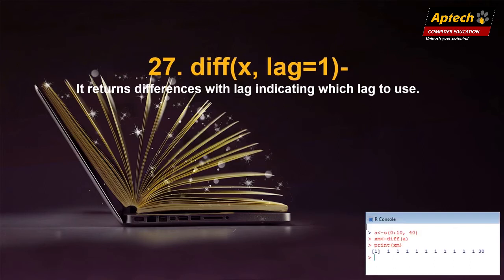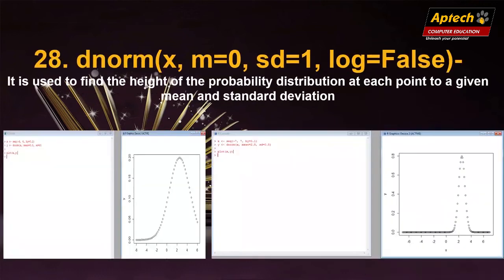The next function is the diff function. It returns the difference with the lag indicating which lag to use. Here we are passing a range of 0 to 10 and 40, and we are printing diff of A. So the returned value is 1, 1 up to 30.